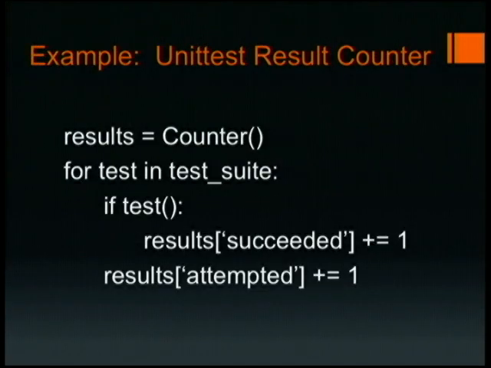Okay, so I'll give you a couple examples. Let's say you're building some type of unit test suite, and you want a result counter. Instantiating it is easy. Just an empty Counter(). Loop over your tests, run the test. If the test succeeds, add 1 to the result. Notice you don't have to do any checking to see if the 'succeeded' key already exists. The initial count is 0 automatically for you. So it makes it a little bit more convenient to use than regular dictionaries. And then regardless of whether the test succeeds, you record a count for the number that's attempted. So not a terribly exciting example. One a little more interesting is doing a word count.